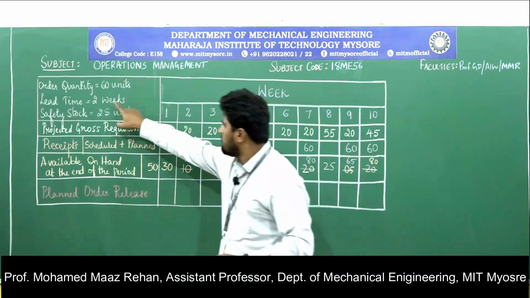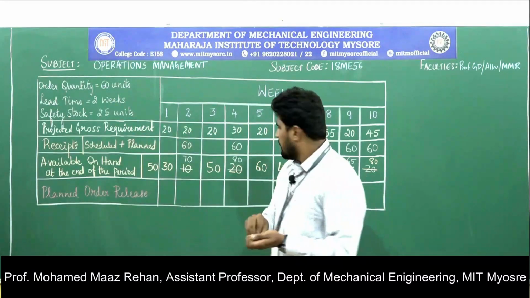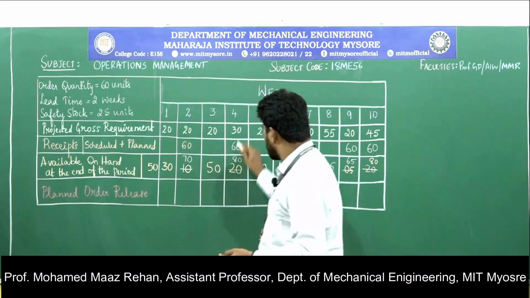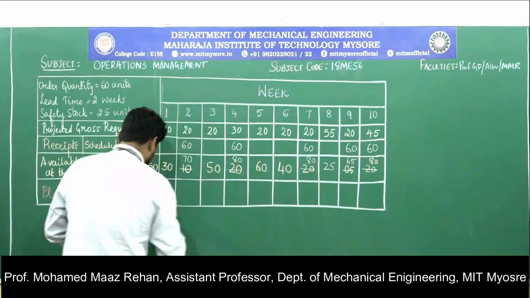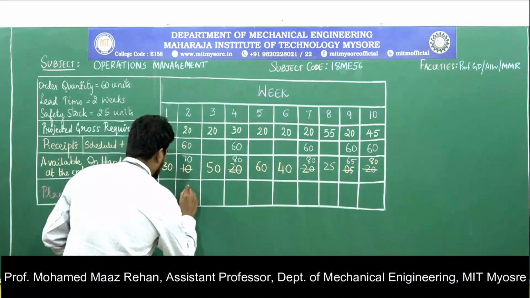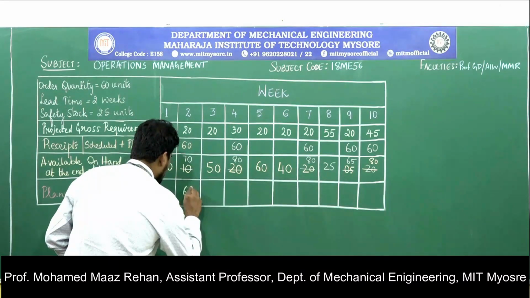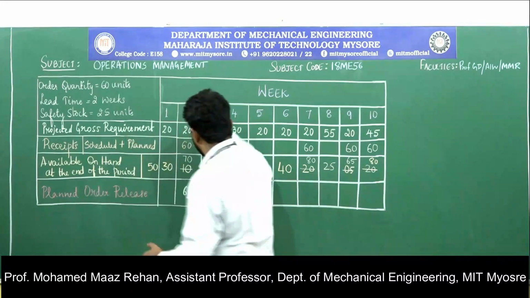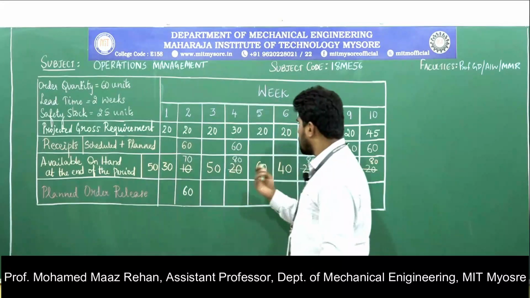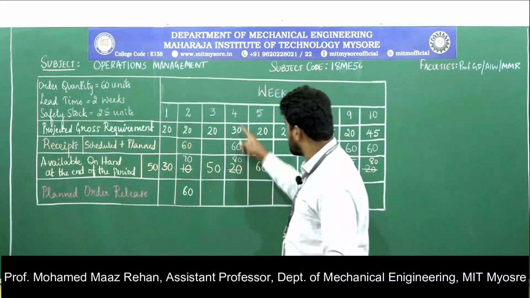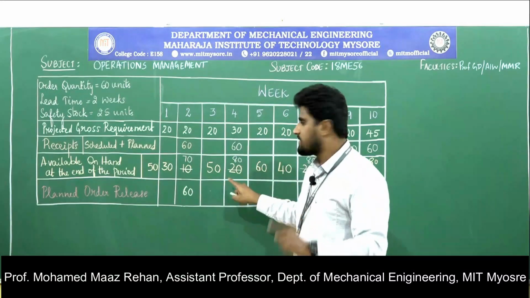So here in the fourth week, you should receive 60 units. The lead time they have given is 2 weeks. From here, leaving this fourth week, 1, 2. So at week 2, if you place an order, you are going to receive the units in week 4. I hope this is clear.